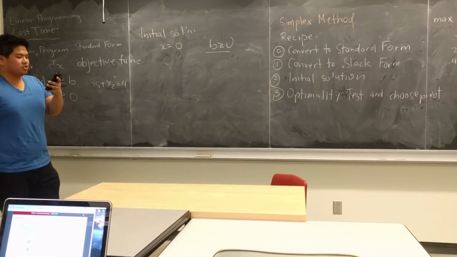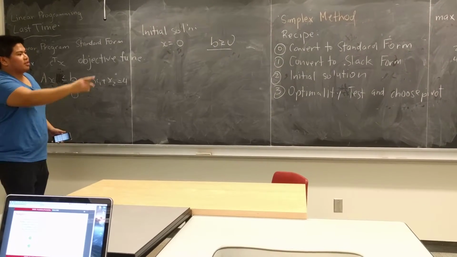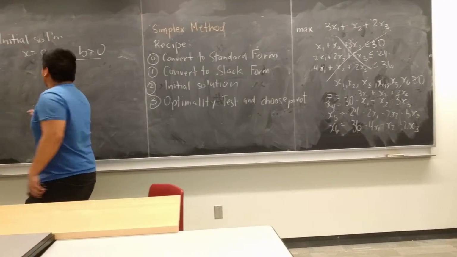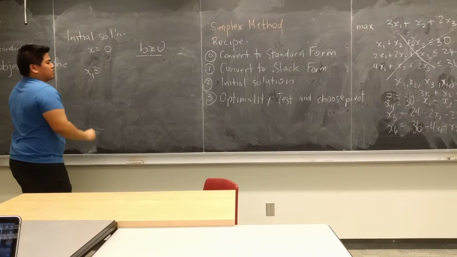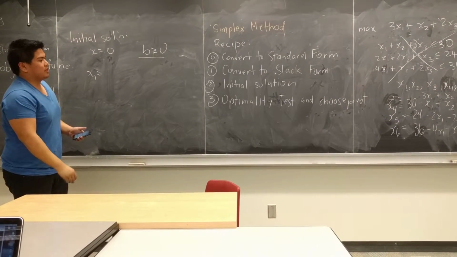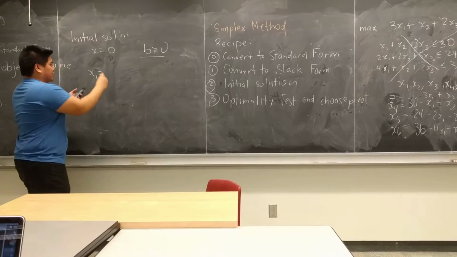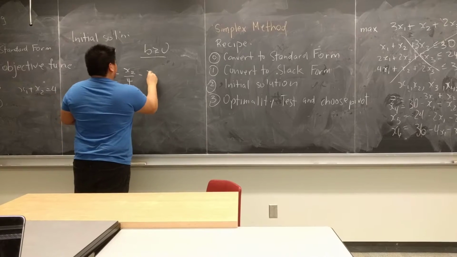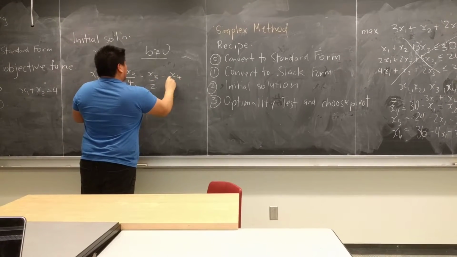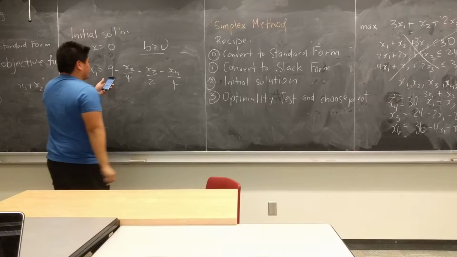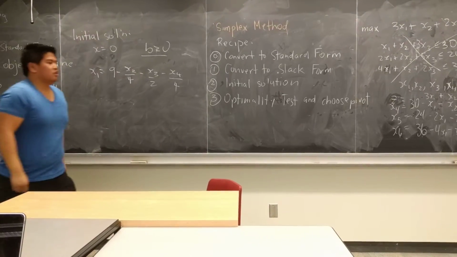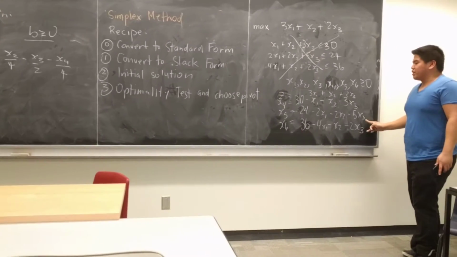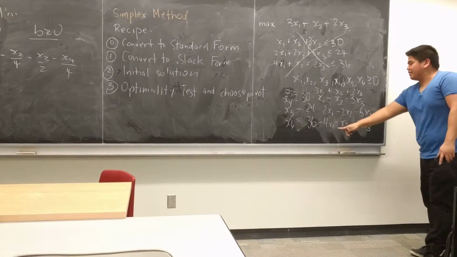And then once we figure that out, we're going to solve for x1 here. So we're going to say that x1 is equal to 9 minus x2 over 4 minus x3 over 2 minus x4 over 4, right? So I took this equation. We decided that this is how much we can increase x6 by, right? We're just going to isolate for x1.